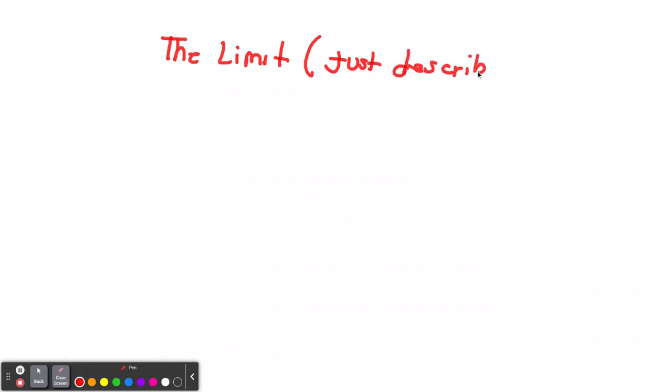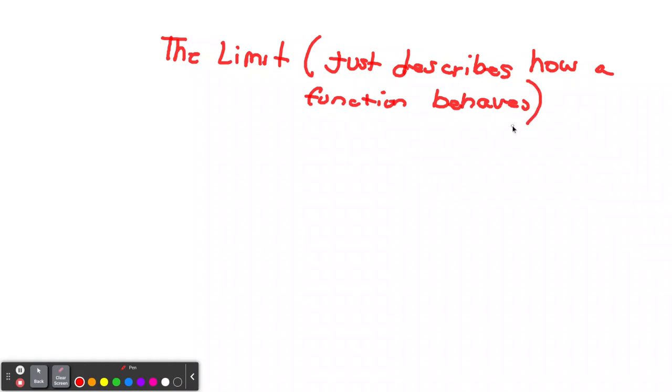All right, the limit. When you think of limits, think of a speed limit. You can't go past the speed limit, although most people do sometimes. So, the limit. All it is, is it just describes how a function behaves, and we'll explain that even further, how a function behaves near a point.